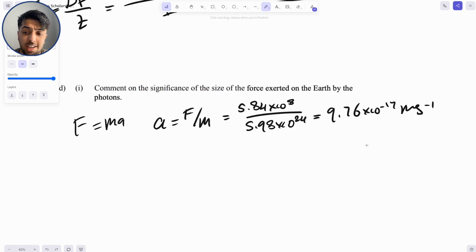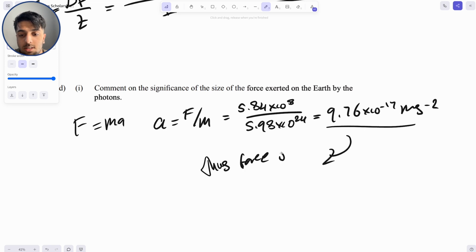And if you imagine, that is a very, very small number. That is a very small number, and so the force exerted is insignificant. We can put a comment under here and say, thus, force is insignificant.